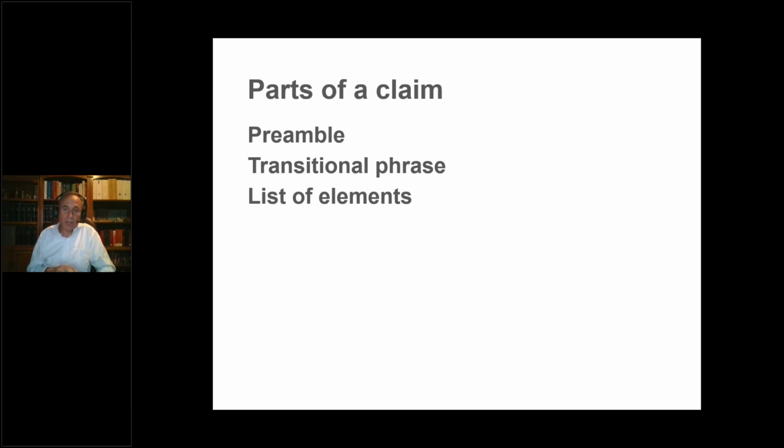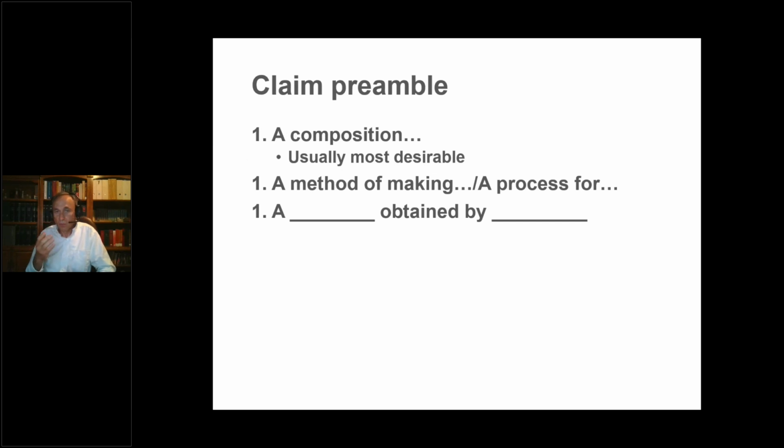So when you look at the preamble, there are 3 major types of preambles. One is called a composition. So that would be a composition comprising a mixture of A, B, and C. That's the most desirable because anybody that gets to a mixture of A, B, and C by any means at all could be infringing a valid claim of this patent. So that's the strongest type of claim, always a composition claim.